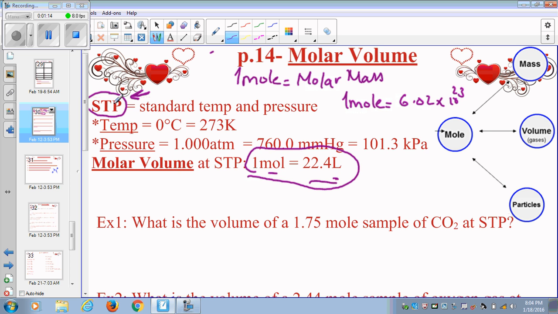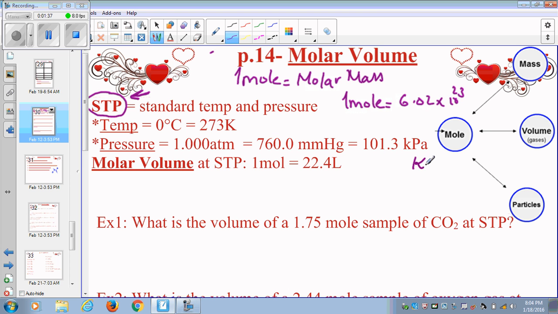Now, what is STP again? As I said, standard temperature and pressure. Standard temperature is 0 degrees Celsius or 273 Kelvin. These conditions have to be met when we talk about 1 mole equals 22.4 liters. What is the standard pressure? It could be 1 atm, 760 millimeters of mercury, or 101.3 kPa.